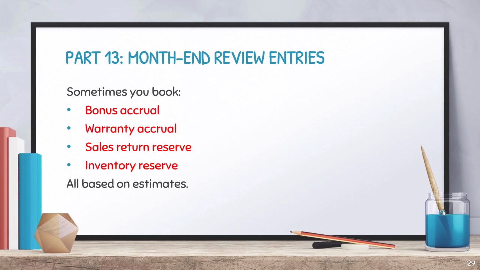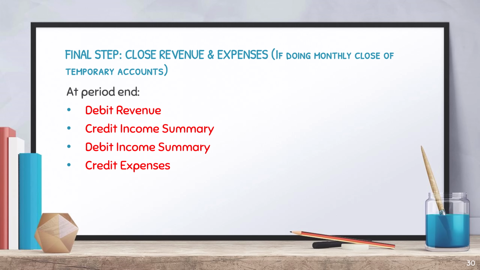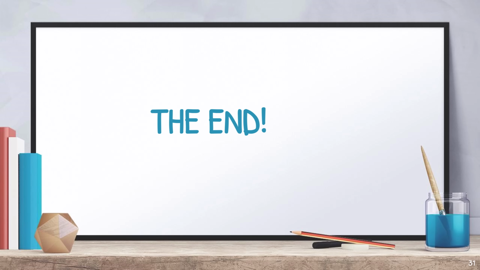Part 13, Month-End Review Entries. Sometimes you book these types of accruals which are based on estimates. These are adjusting entries to match revenue with true cost. Final step, close revenue and expenses. At period end, book this entry. The logic is this resets income statement accounts.